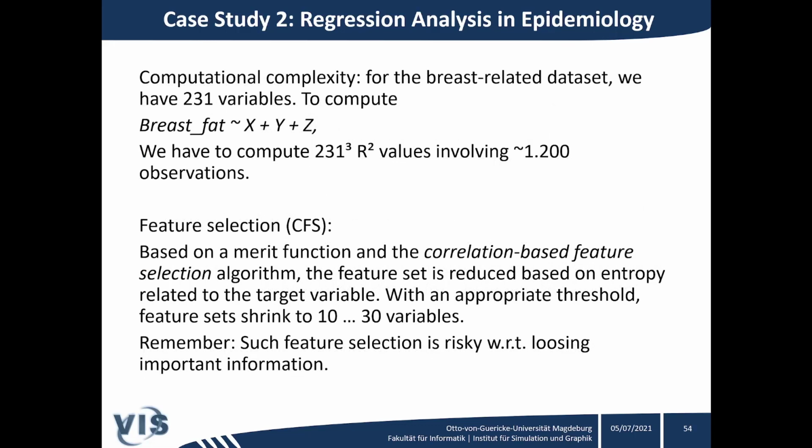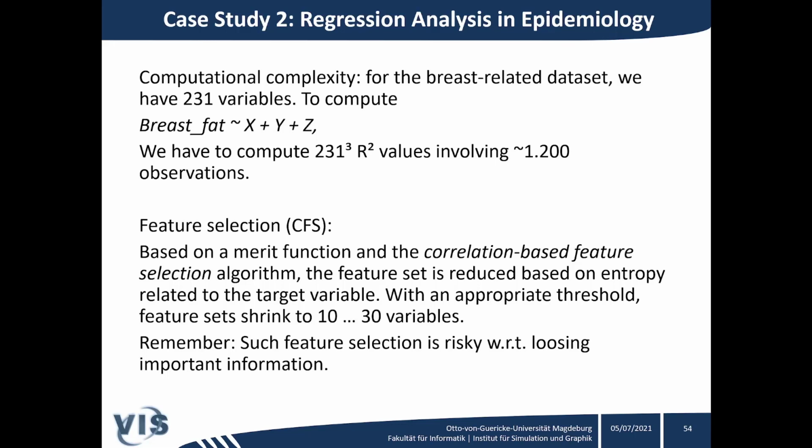As basis, we used a breast-related dataset with 231 variables and 1,200 observations. Let's assume we want to identify 3 features that explain dense breast tissue, which could also be cancer tissue. For this purpose, we have to compute 231 to the power of 3 R squared values by involving 1,200 observations. This would need a long time, so we have to reduce the feature space.